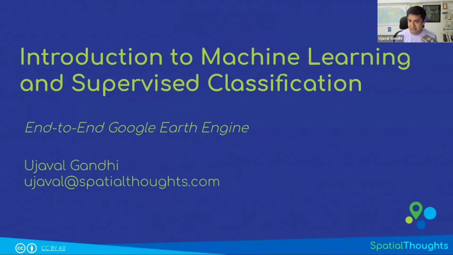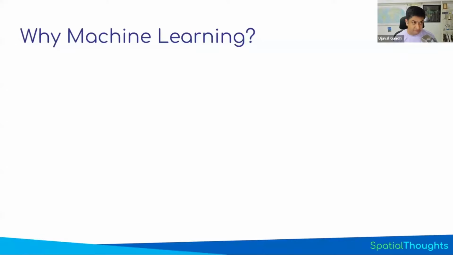So we're going to cover some theory, and then we're going to dive in and implement the whole supervised classification workflow in Earth Engine. So why do we want to use machine learning? Well, one reason could be that it's cool. Maybe your supervisor asked you to use machine learning, or maybe somebody who's funding your work says you have to use AI, and then only you'll get your funding.